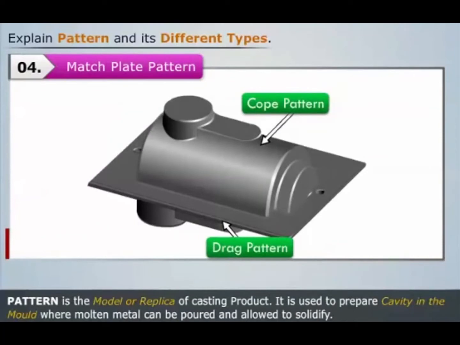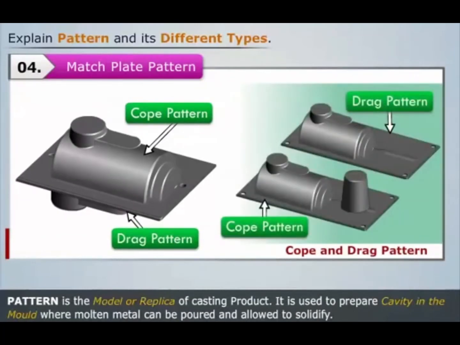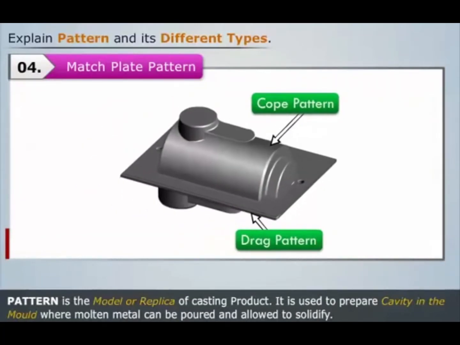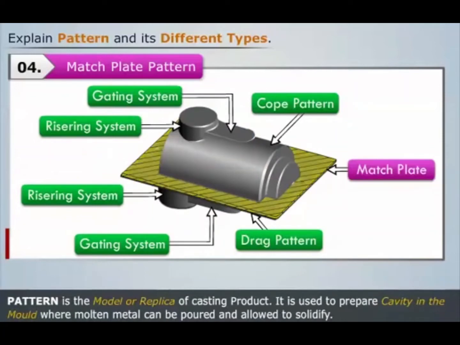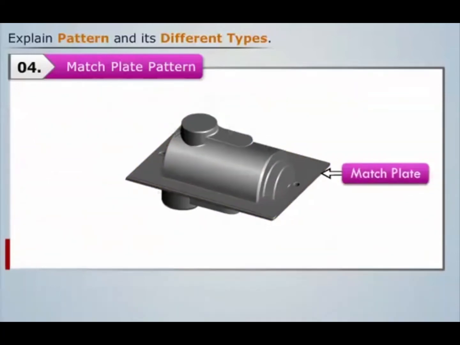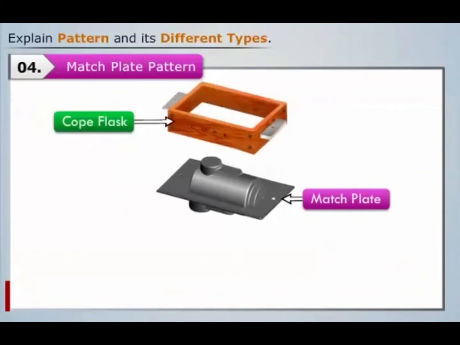Match plate pattern. It is a form of cope and drag pattern, where both cope and drag patterns, along with the gating and risering systems, are mounted on a single match plate. Here, cope flask is present on one side of the match plate, and drag flask is present on the other side.